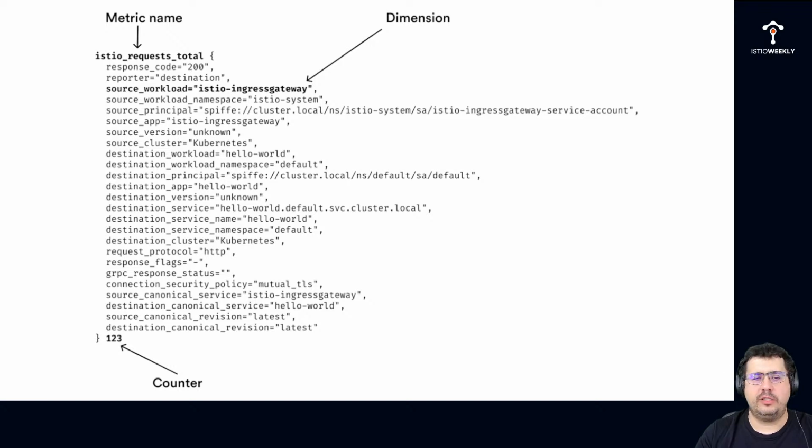Now, one thing that I want to note here is that a separate metric will be emitted in case any of these dimensions are different. So if there's another request with a response code 200 and with all these dimensions exactly the same, the counter will increase. However, if there's a request, let's say from the same workload to the same destination, but the response code is 500, then we'll get another whole set of this istio_requests_total metric. The counter will be 1 in that example, but the dimension will be different.